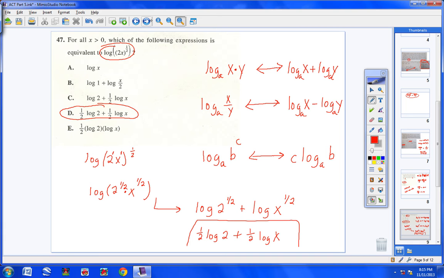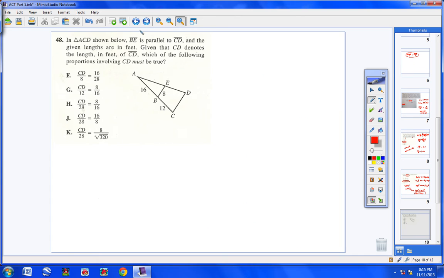These are really, really important to know. They could throw all kinds of different types of logarithmic problems at you like this, so make sure you know these properties. All right, number 48.